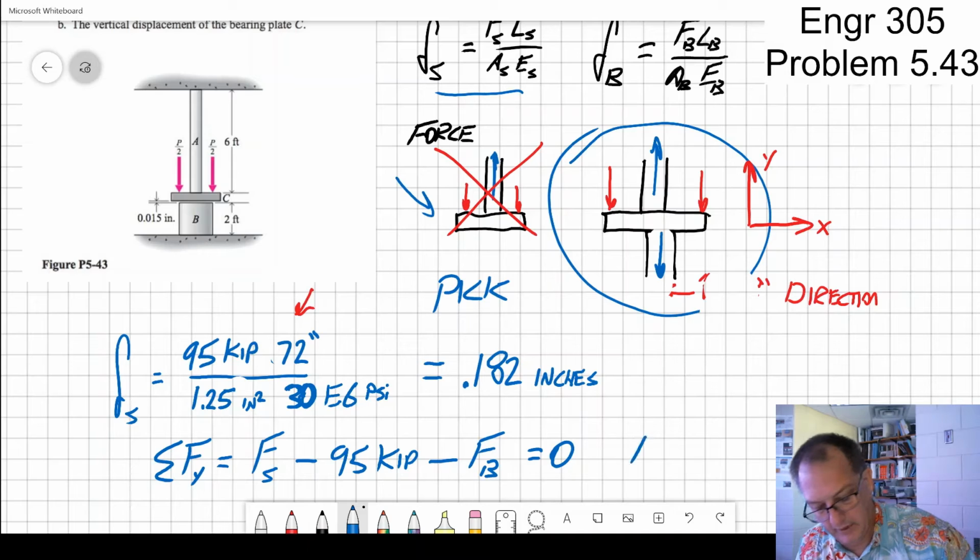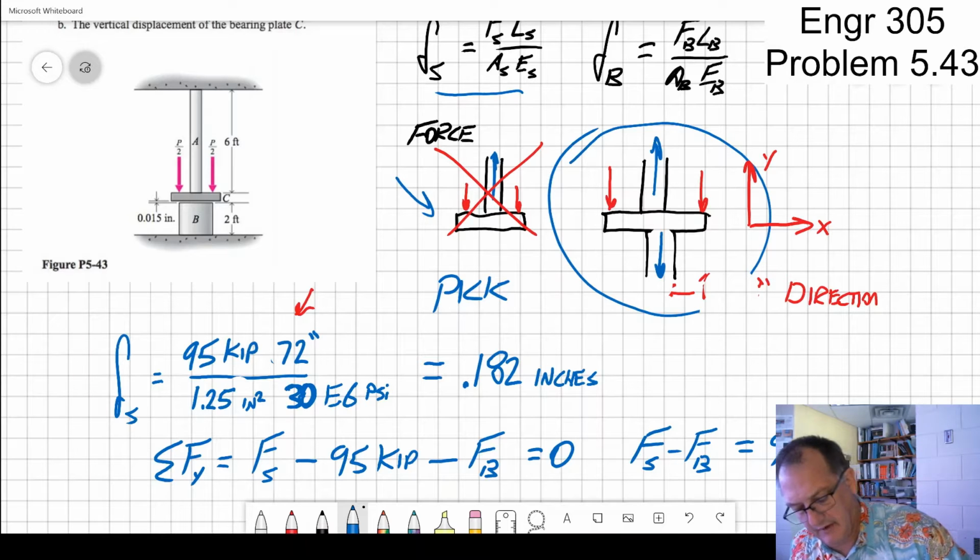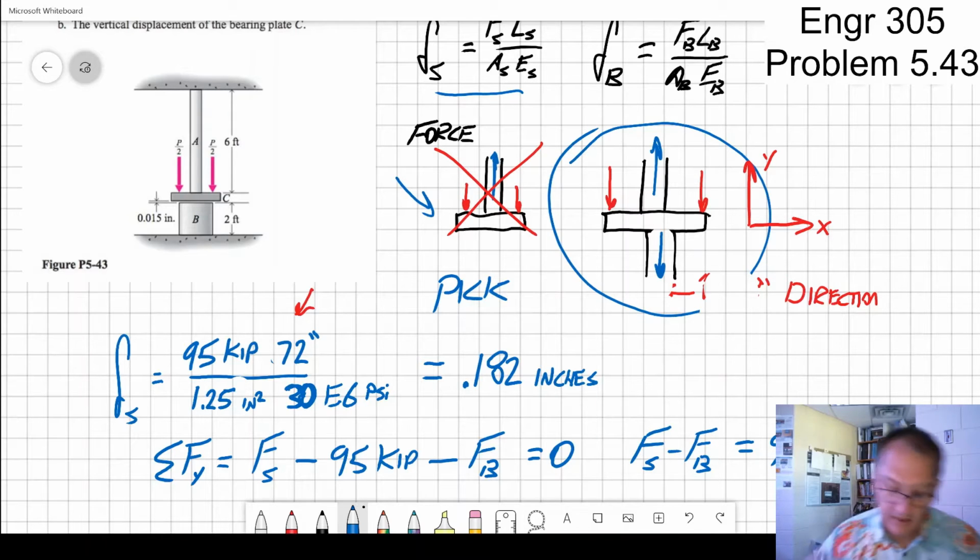So Fs minus Fb is equal to 95 kip. Now, if you're looking at that and you're going, that's not a minus, they're both acting up, I know but that's the way we drew our sign. So I expect the force in the bronze to be negative, and then it would be the force in the steel plus the force in the bronze is equal to 95. But I expect it to be negative. I'm following my sign convention. That's what I got to do.